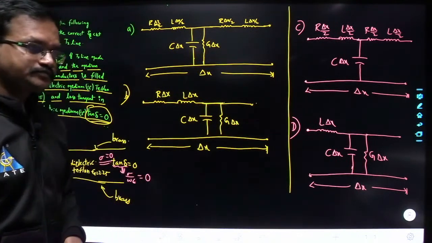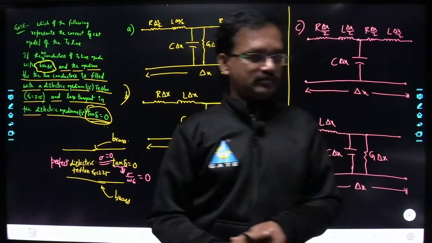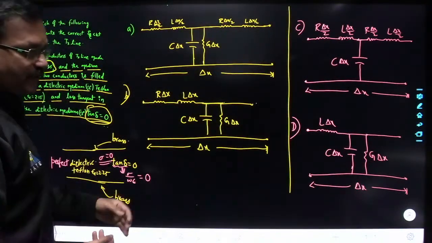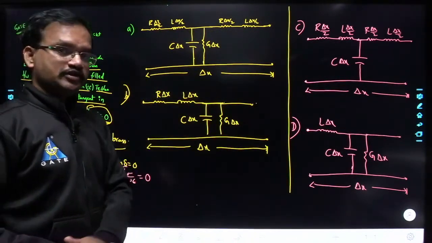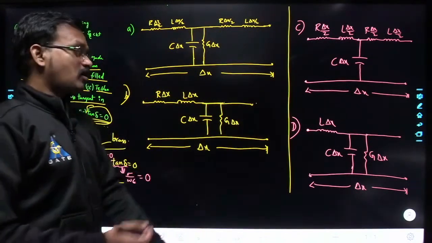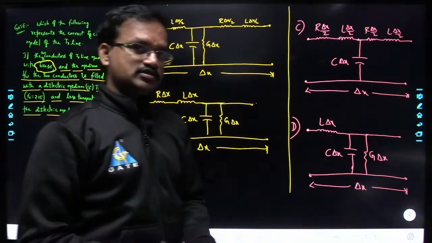Can anybody tell the answer for this question? While developing the equivalent circuit model of the transmission line, I explained why the resistance is distributed, why the inductance is distributed, why the capacitance is distributed, why the conductance is distributed, and what is the cause of the conductance. All these things I have explained.